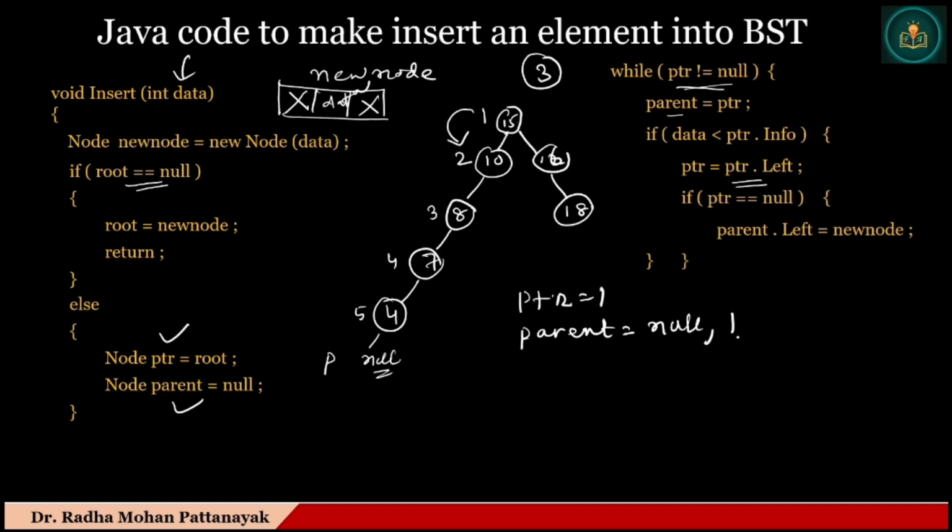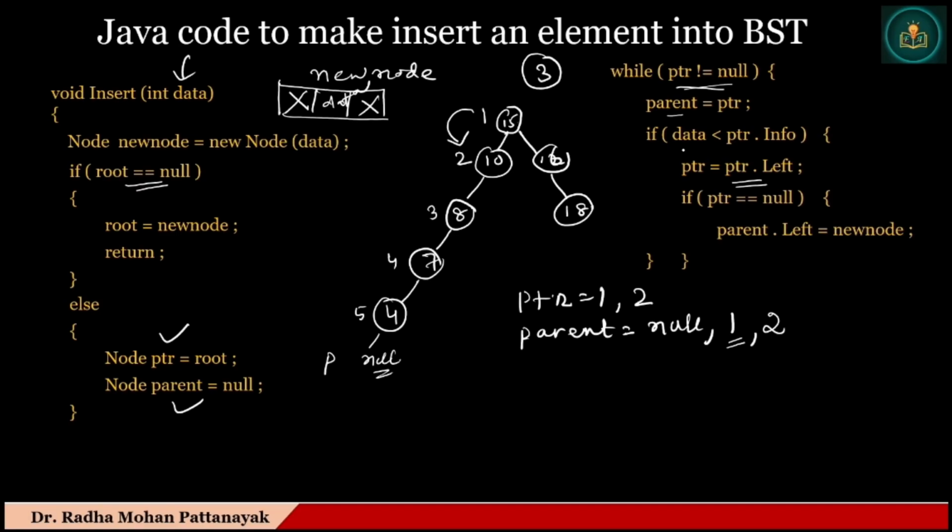Parent will be initialized with the PTR value. Update the parent with the PTR value, so parent equals PTR. PTR dot left address equals how much? 2. So now update PTR equal to 2. Clear? Then now you check whether PTR equals null, whether 2 equals null. No, 2 is an address, it is not null, hence you will move to the while loop again. So now you will update parent equal to 2.